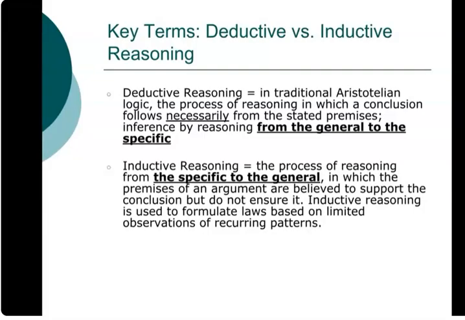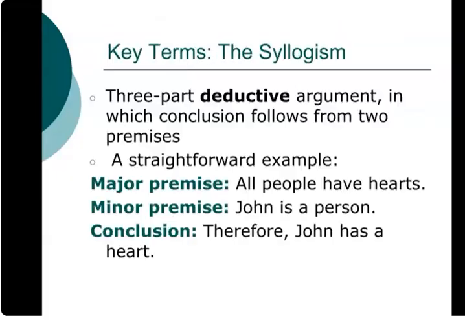Deductive reasoning, in traditional Aristotelian logic, is the process of reasoning in which a conclusion follows necessarily from the stated premises. Basically, you're inferencing from the general to the specific. So these general ideas, you're deducing down to a specific kind of conclusion. Inductive is the opposite. That's where you go from a specific kind of evidence all the way to a general conclusion. So those are two phrases you might see when we're talking about argument.